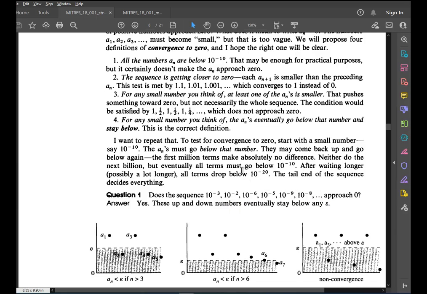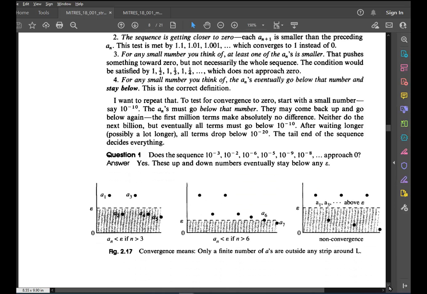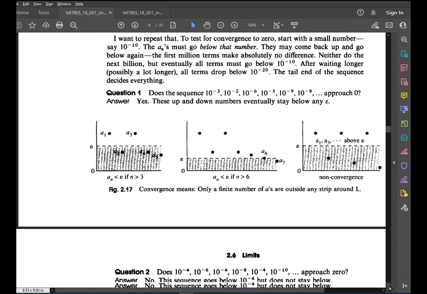Now, they're not going down monotonically. They're kind of going down, down, and then up a little, down, and then up a little, down, and then up a little bit. Eventually, these numbers will get as small as you want. Okay, even though they don't go steadily down.